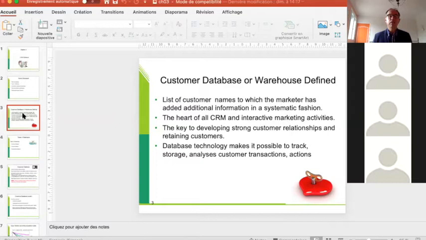And database technology, mainly hardware to store the data and software to analyze the data, is important to track the data, to store the data, and to analyze customer transactions and actions.